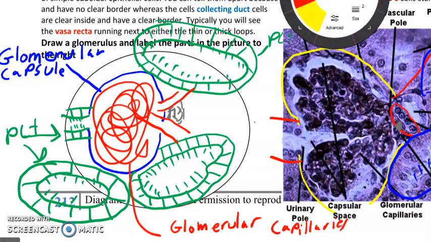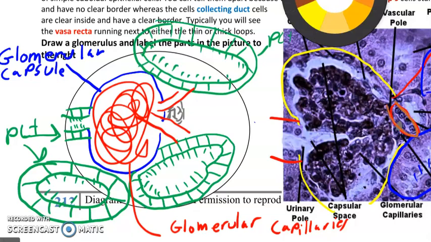Now the distal convoluted tubule that's there is a special distal convoluted tubule. These cells right here are actually cuboidal. So let's draw some cuboidal cells. I'm sorry, I misspoke. These are columnar cells, and these are cuboidal cells. So this would be a distal convoluted tubule, and that's the macula densa.